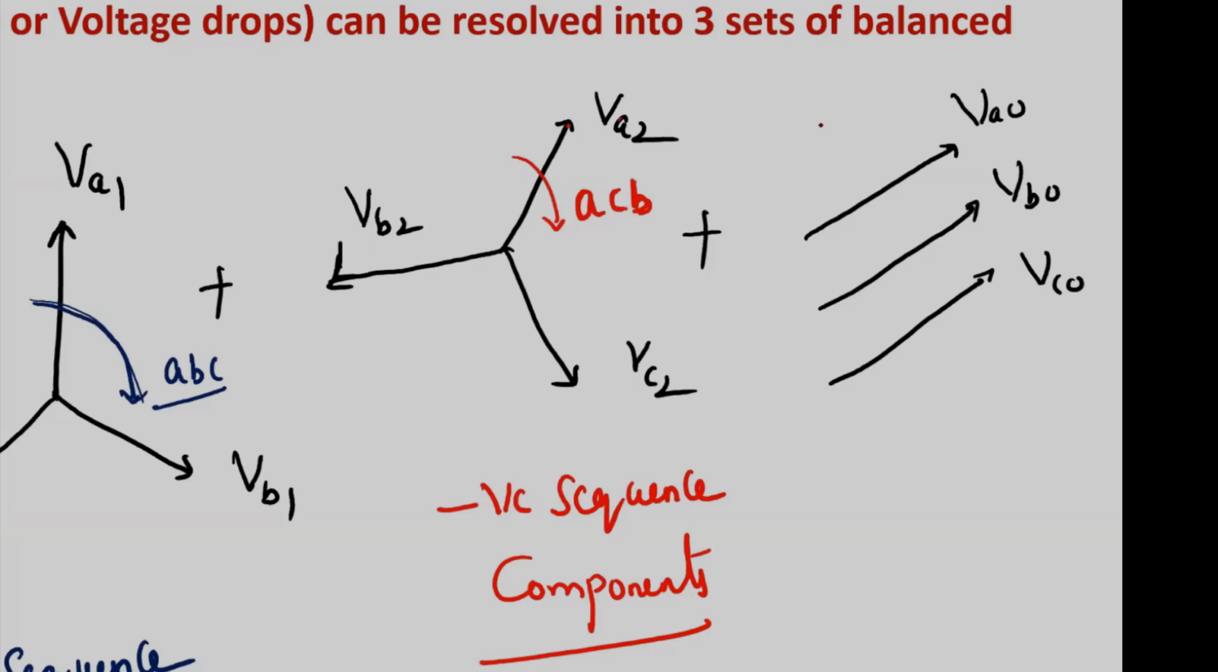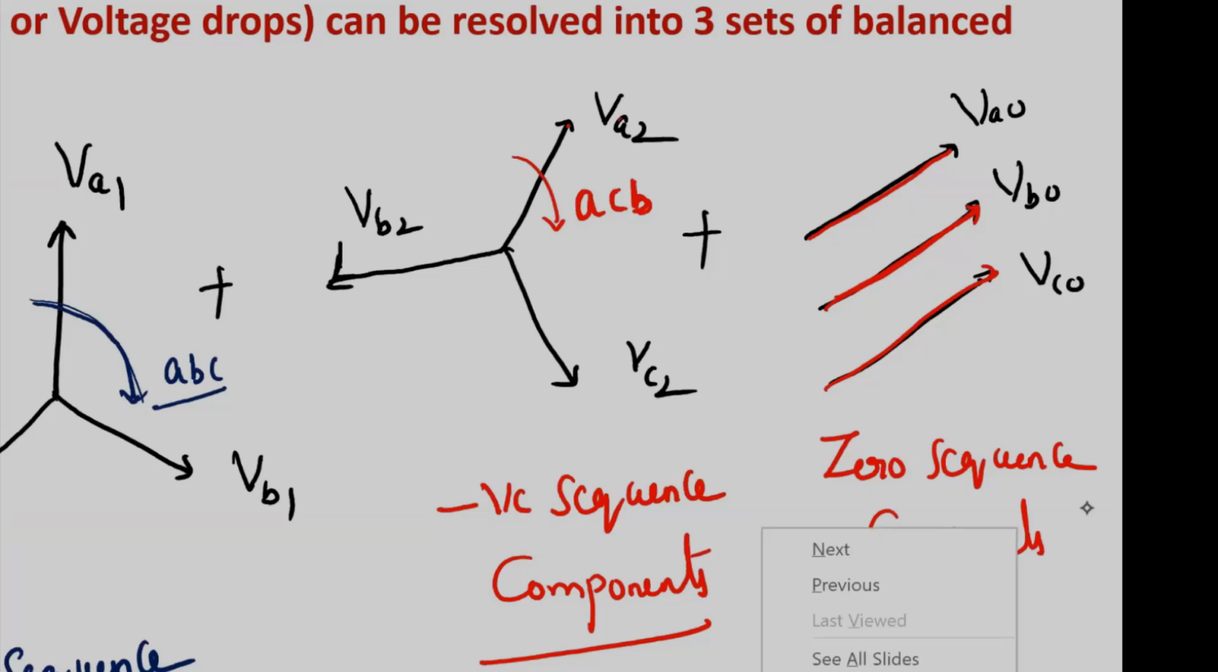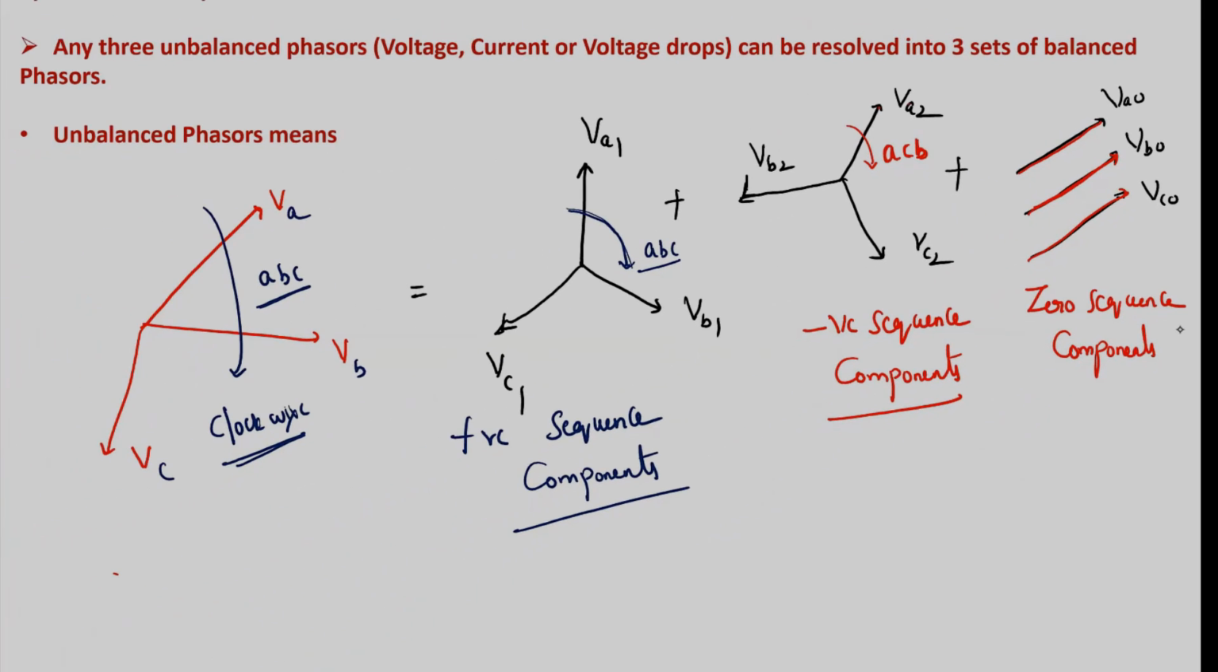The third set, where there is a 0 phase angle between the three phasors, and all three of them have the same magnitude and 0 phase angle between them, are called zero sequence components. So any three unbalanced phasors can be resolved into three sets of balanced phasors. The first set is called positive sequence components, the second set is called negative sequence components, and the third set is called zero sequence components.